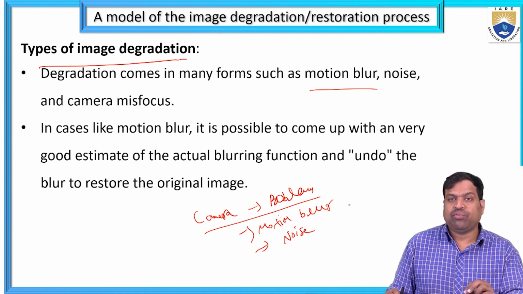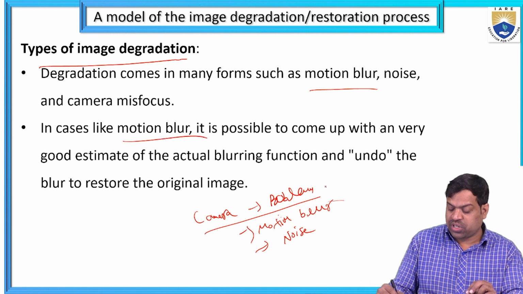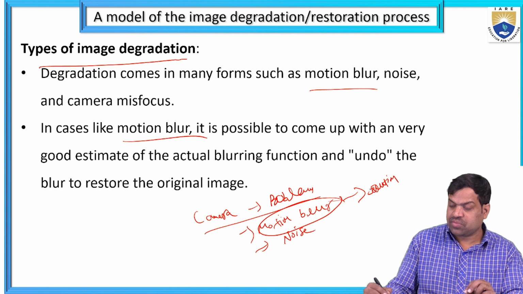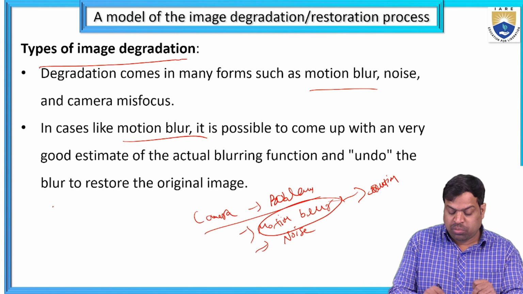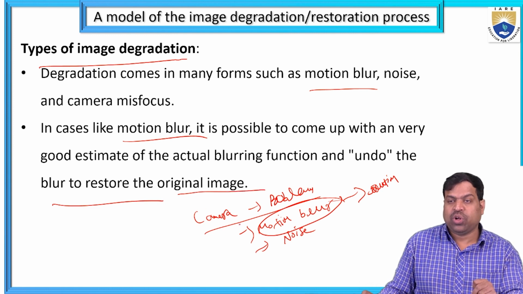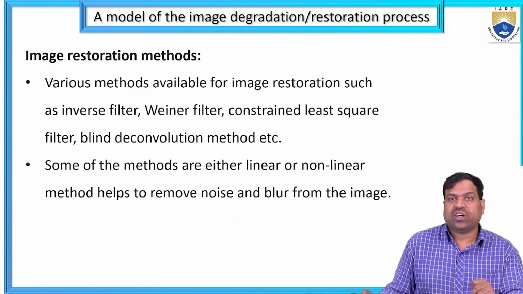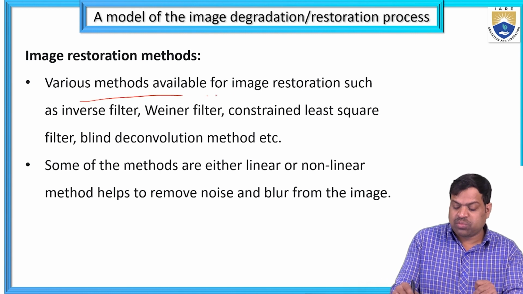So in case of motion blur, what is the problem? How are we achieving a solution for this? It is possible to come up with a very good estimation of the actual blurring function and undo the blur with the restoration of the image. So motion blurring has a solution with the undo option, restoring the original image. There are various methods available for image restoration such as inverse filtering, Wiener filtering, constrained least square filtering, blind deconvolution method, etc. So these are the various methods for image restoration.